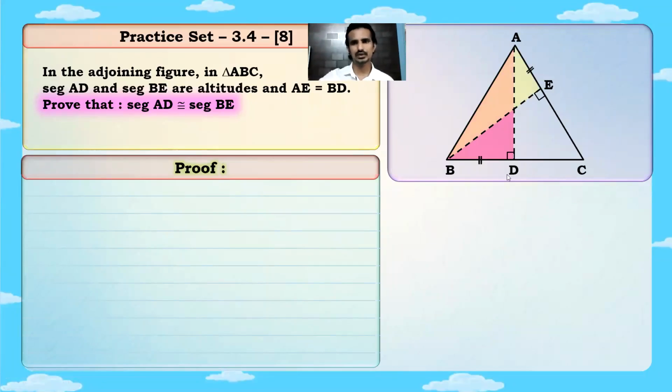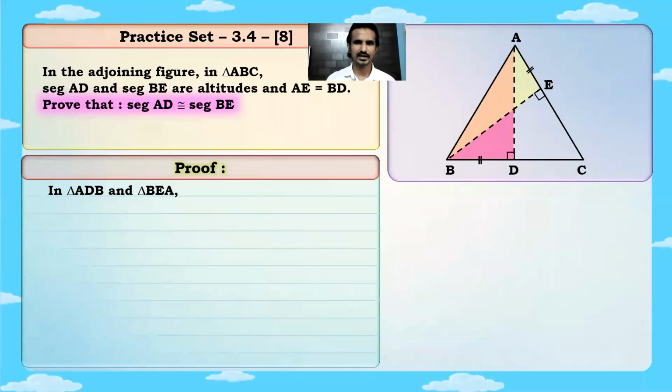So see these two triangles: if you prove these two triangles congruent, then segment AD and segment BE, being the corresponding sides, will be congruent. So remember, even if you have to prove two sides congruent, you have to first prove their triangles congruent. So now we know which triangles to select: triangle ADB and triangle BEA. These are the two triangles. So write down that proof in triangle ADB and triangle BEA.